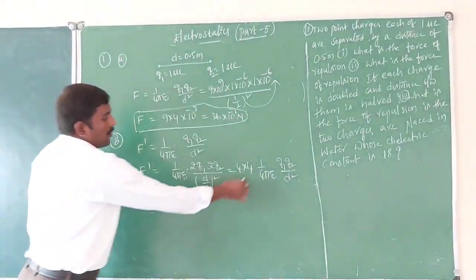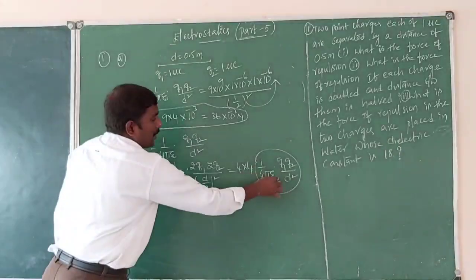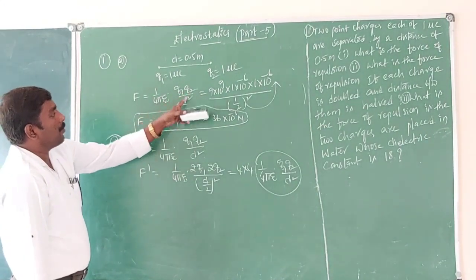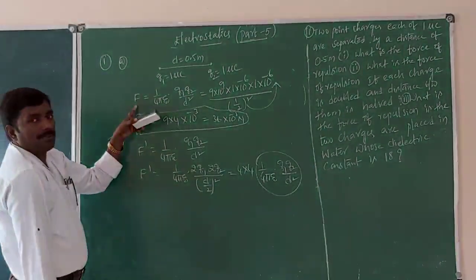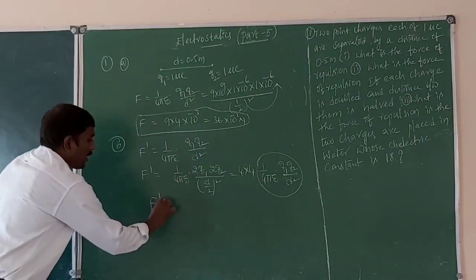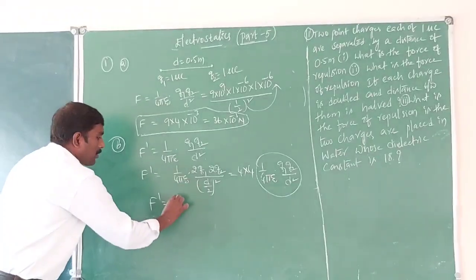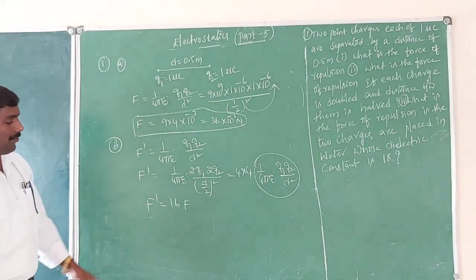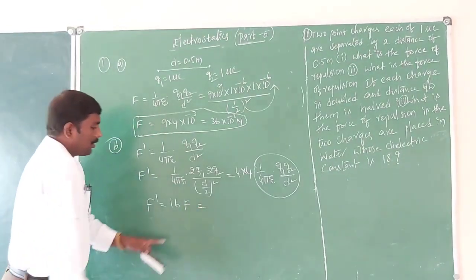See, what is the value? 1 by 4 pi epsilon naught Q1 Q2 by d square. What is the value? F. Substituting F instead of this, F dash is equal to 4 into 4, 16 F. 16 F. Then substituting F value.